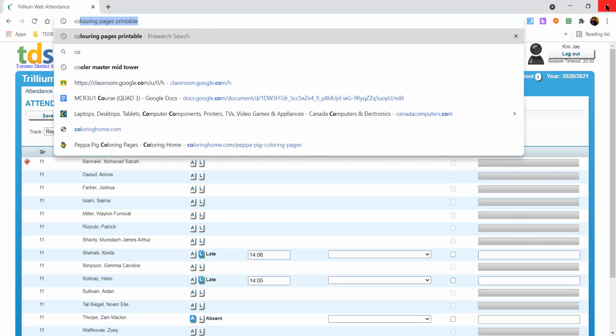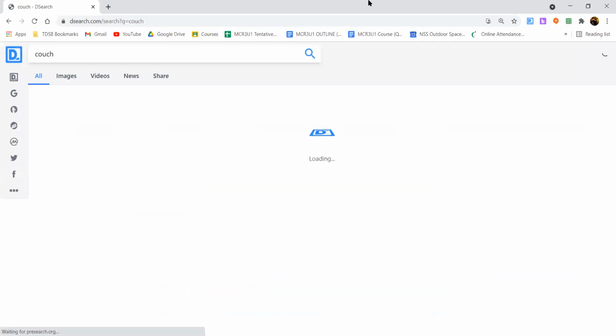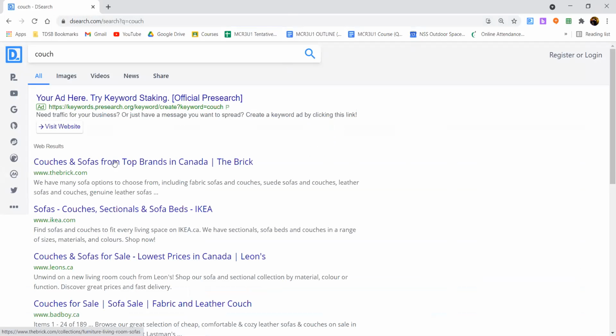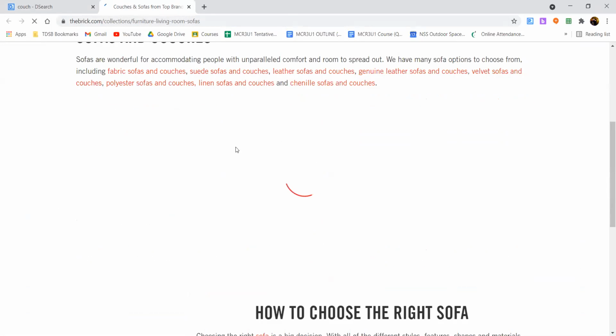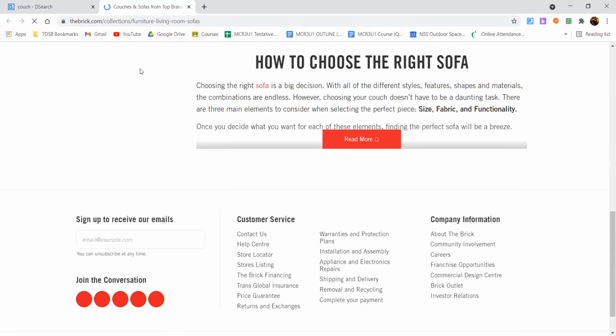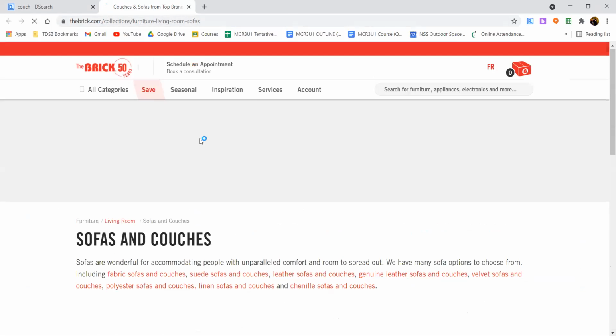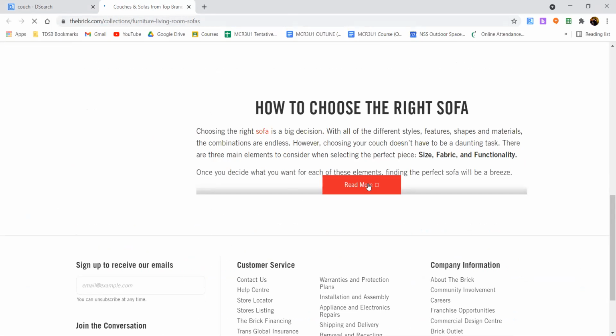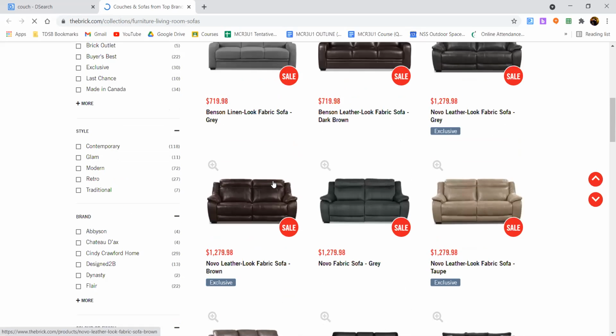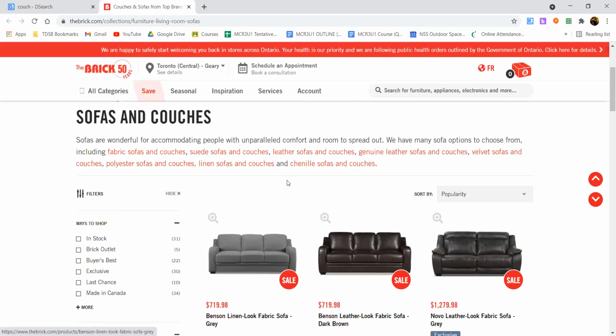And so let's say you want to purchase a couch, right? The Brick. You want like the best leather couch for your family room or your living room, whatever, right? And you realize, hmm, why is this taking so long? They can't even load the way I want? Okay. So love seats. Okay.